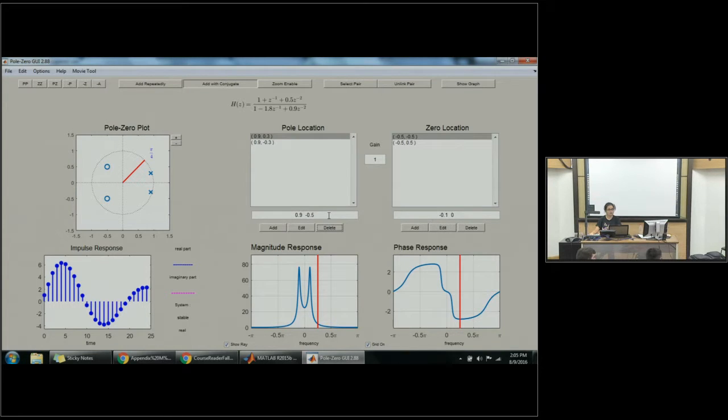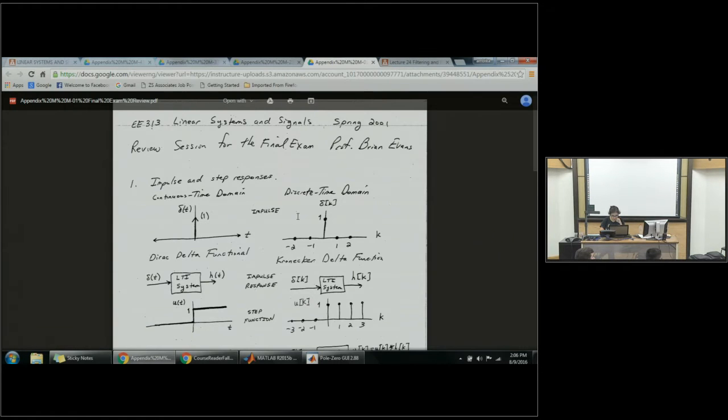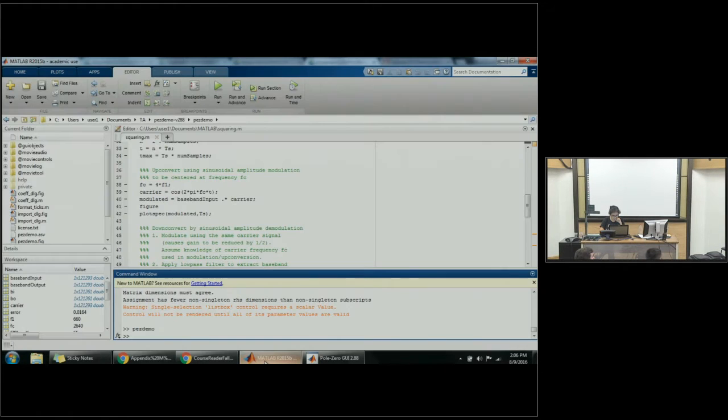Any other questions? Practice with this, you'll get the hang of it. Give it some time. Alright, another thing that I just wanted to talk about quickly is modulation. So, I don't have much time.